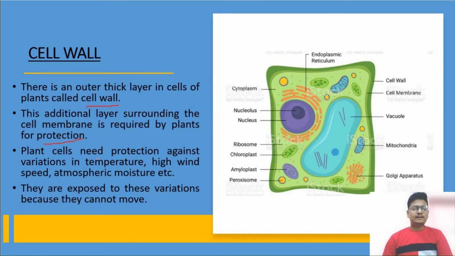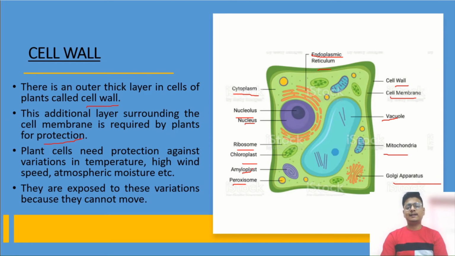See, the plant cell needs protection against variation in temperature, high wind speed, atmospheric moisture, etc. They are exposed to these variations because they cannot move. Okay students, here you can see many things about this plant: cytoplasm, nucleus, nucleolus, ribosomes, chloroplast, amyloplast, peroxisome, Golgi apparatus, mitochondria, vacuole, cell membrane, cell wall, endoplasmic reticulum. We will be studying them one by one. We first talked about the cell wall.